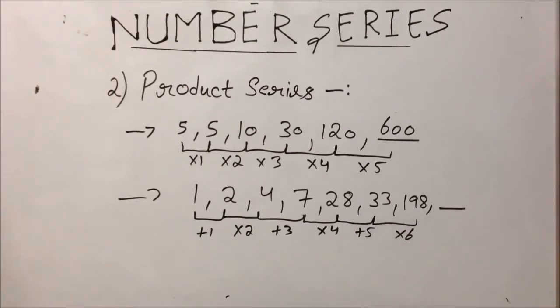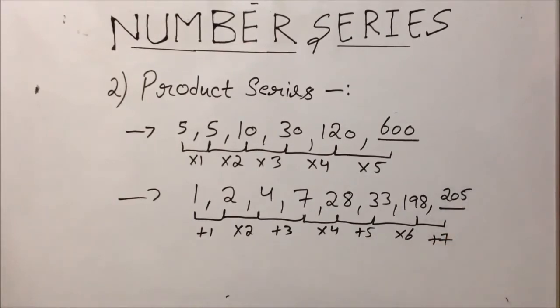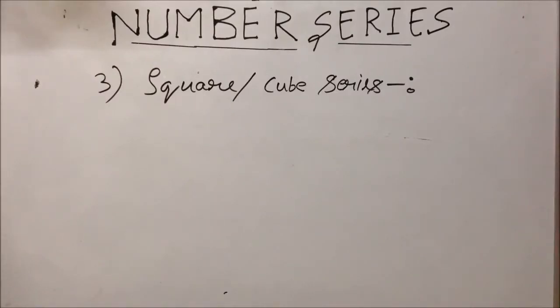So this is an alternate question, and we are getting addition and multiplication consecutively, and hence we should add 7 to it and your answer would be 205. Again, this is a question of multiplication pattern. Now in our next pattern you will see questions from square and cube series.